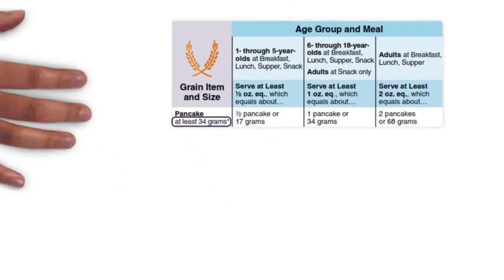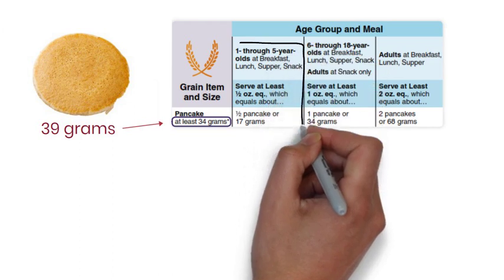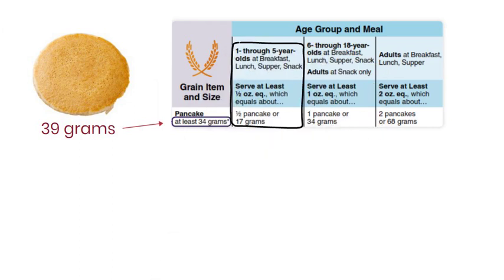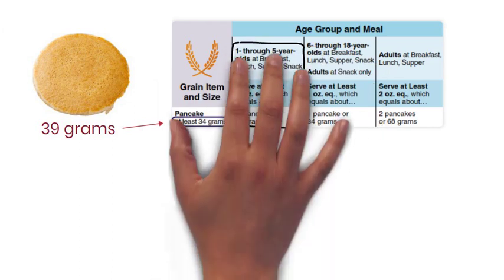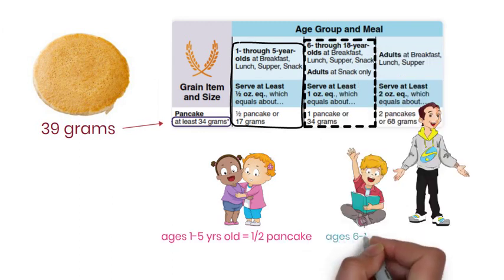In this example, the weight of 1 brand P pancake is 39 grams, and based on the grains measuring chart, 1 pancake must be at least 34 grams. The brand P pancake is at least 34 grams, so you can use the chart to determine the serving size needed by age group. Based on the chart, 1/2 pancake would meet the serving size for children ages 1 to 5 years old, and 1 pancake would meet the serving size for children ages 6 to 18 years old.